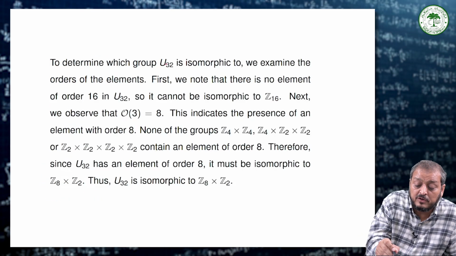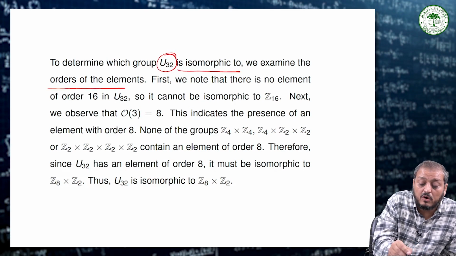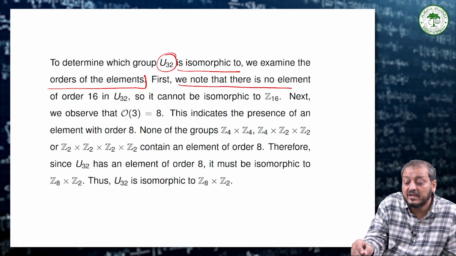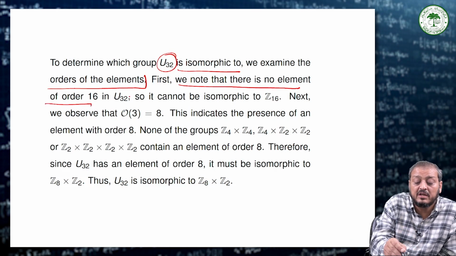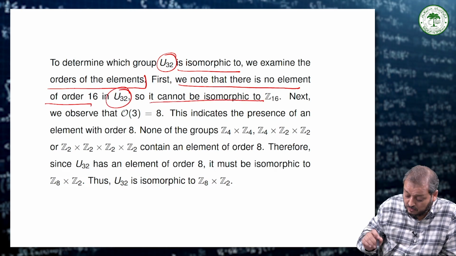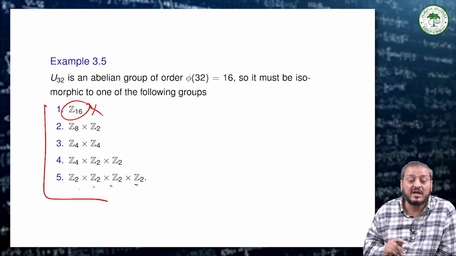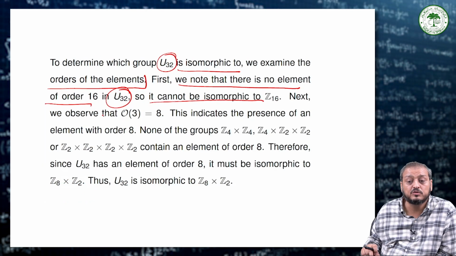Now, to determine which group U32 is isomorphic to, we examine the order of elements. First, we note that there is no element of order 16 in U32, so it cannot be isomorphic to Z16. So, this is not possible.